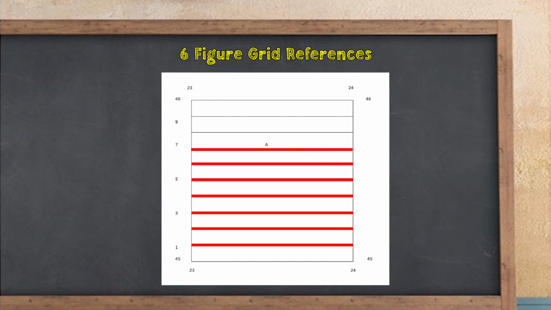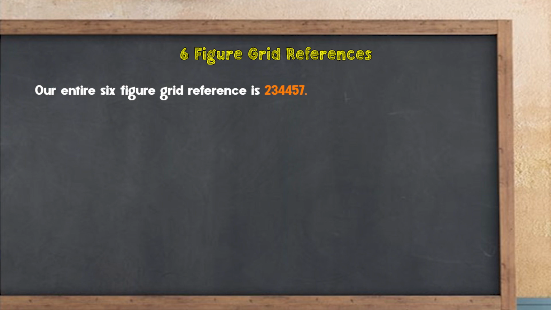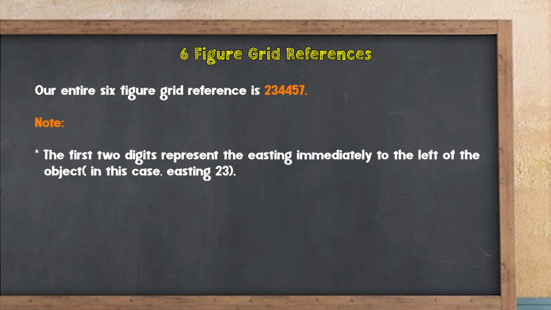We must count the number of mini northings which are between northing 45 and A. In this case, there are 7 of them. Therefore, 7 will be the last digit in our six-figure grid reference. The second part of our grid reference is 457. Our entire six-figure grid reference is 234457. Remember, the first two digits represent the easting immediately to the left of the object.